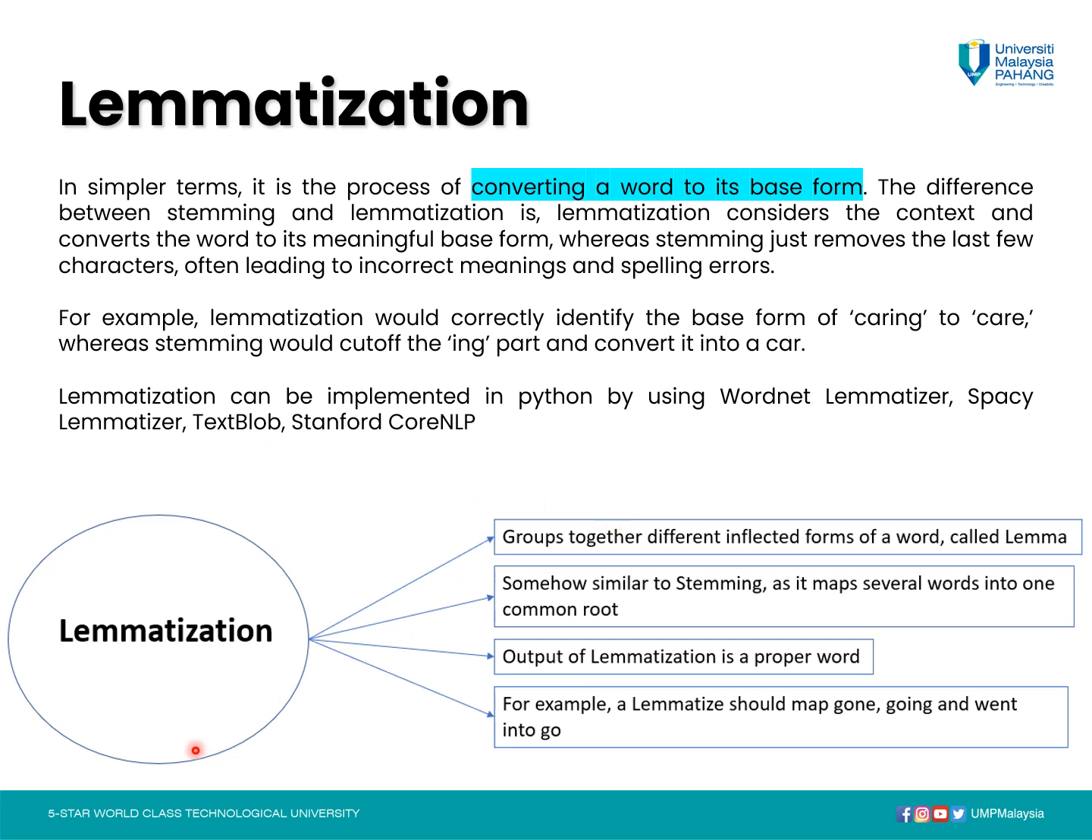Okay, below I will show you. In lemmatization, we group together different inflected forms of a word. It's called a lemma. It's somehow similar, but see the difference there. Obviously lemmatization is quite good compared to stemming. The output is a proper word. So that is lemmatization.